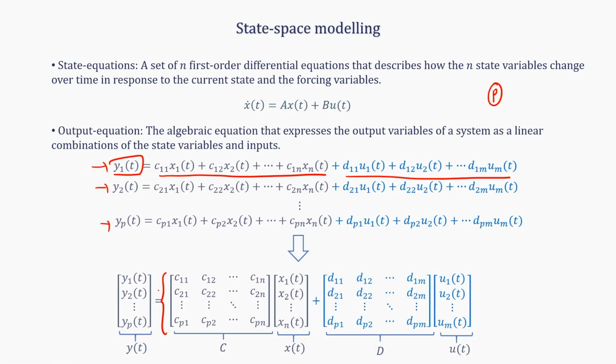What are the dimensions of these? The number of outputs in this case is p, so the number of rows here is p, and the number of columns has to be n. So this is a p cross n matrix. For D, the number of rows is p and the number of columns is m, so this is a p cross m matrix.